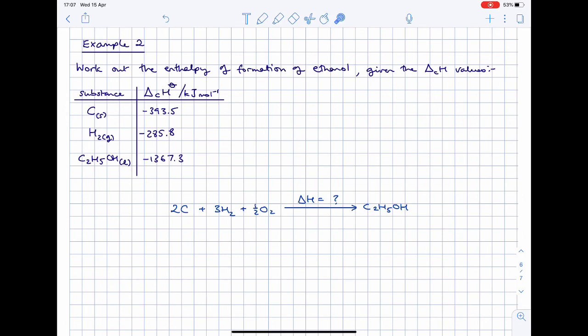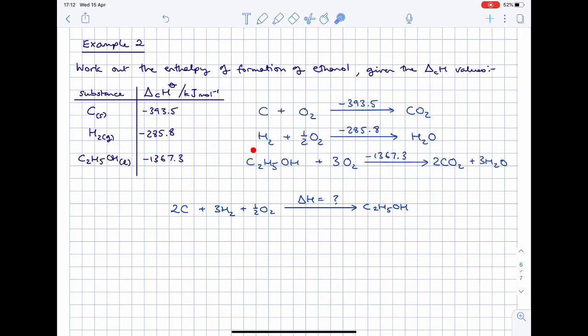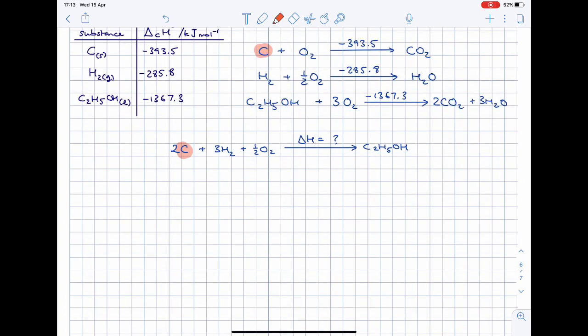We just need to draw the cycle to connect the left-hand side of the equation with the right-hand side for an alternative route. So I've written here the equations that represent the enthalpy of combustion of these substances, and we're going to connect the reactant side species with the product side using these arrows here. I can see there's carbon in the equation I want to work out the enthalpy change for, and I can see within these sets of equations there's carbon here. So I'm going to connect those together.